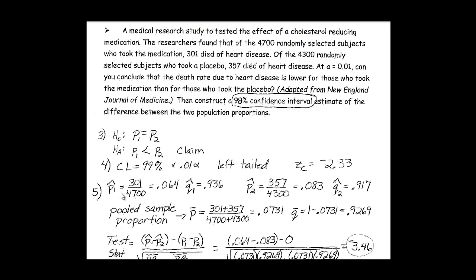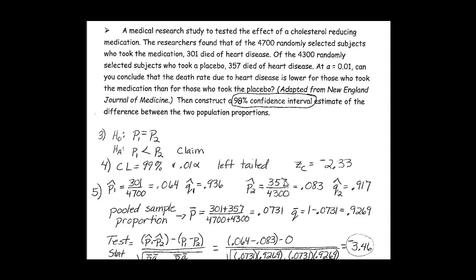Back to the notes and all this calculating. Again, I like to have students do all their p-hats, q-hats, and their pooled proportions all in one fell swoop, and then we start plugging things in. Looking at our sample proportion for our first study, that was the 301 who died of heart disease out of 4,700 who took the medication, which gave us this ratio or percentage. The q-hat to that, these two are complementary. Looking at our second sample, we had 357 who died of heart disease out of the 4,300 who took the placebo.